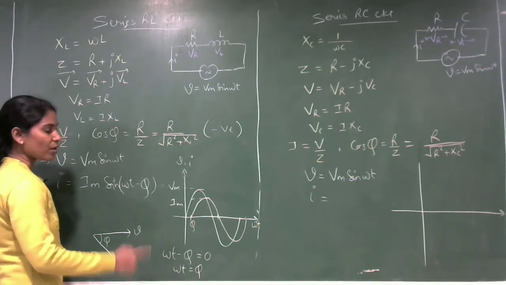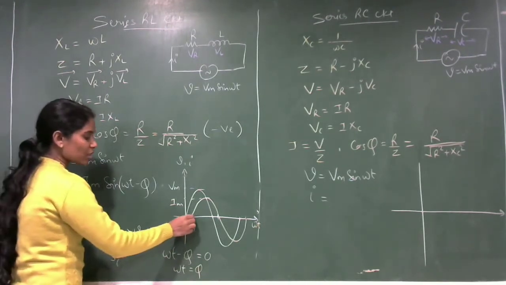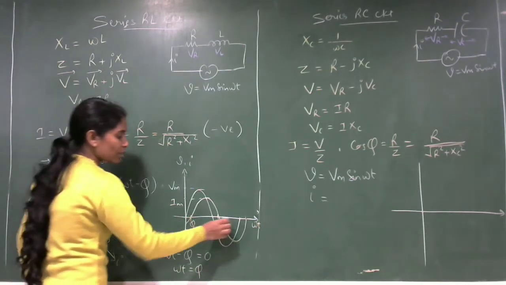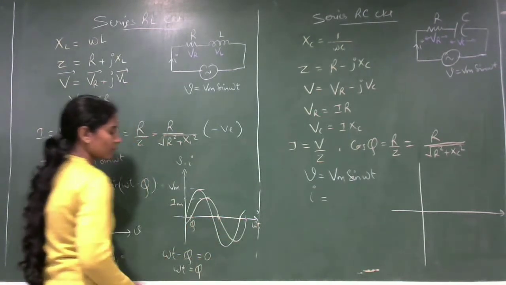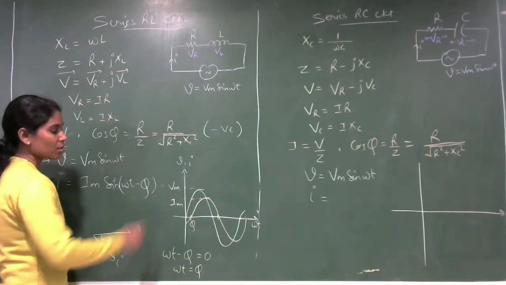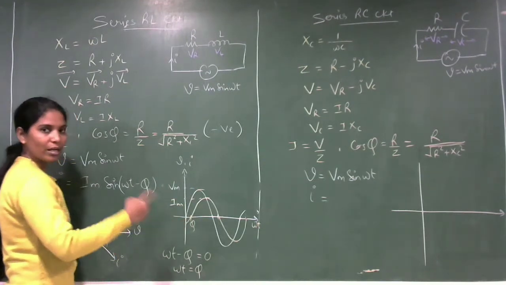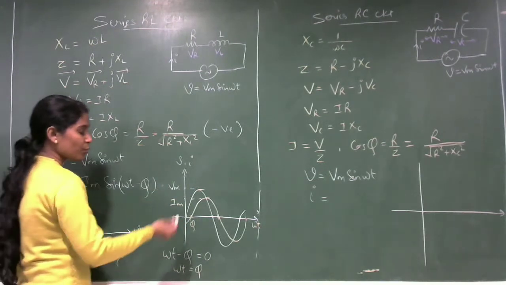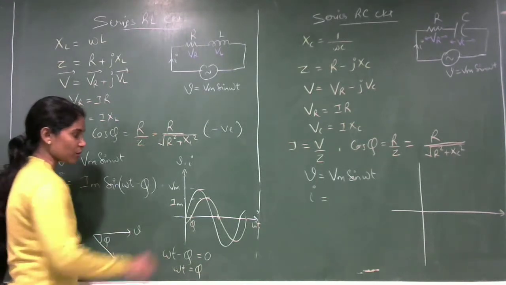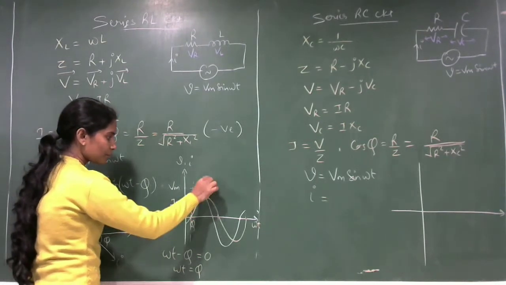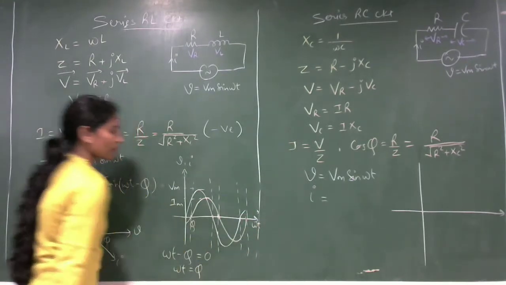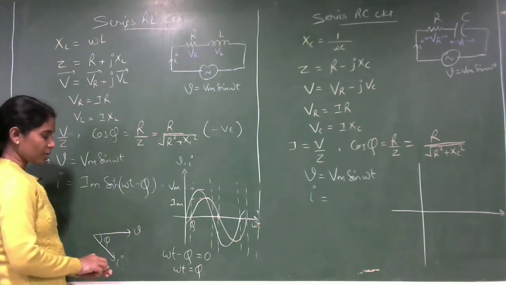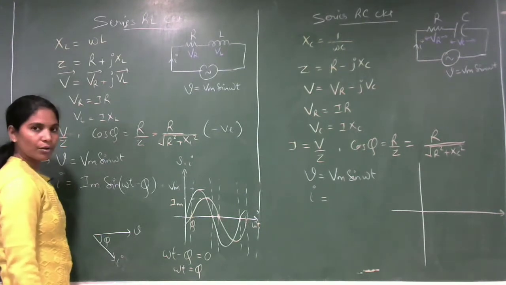So what will be the power curve here? For that, I am just extending this. It will be like this. Now I am sectionalizing here for my convenience, as we have done in the pure R, pure L and pure C circuits also. I have taken different sections. Now we will go for drawing the power curve.